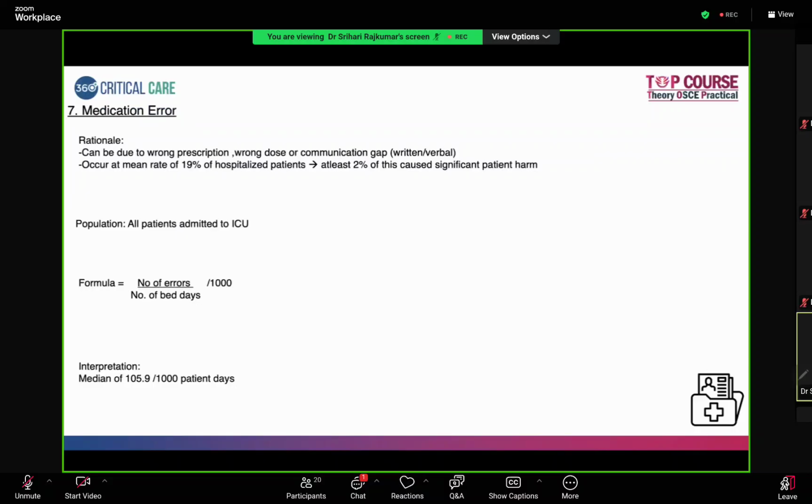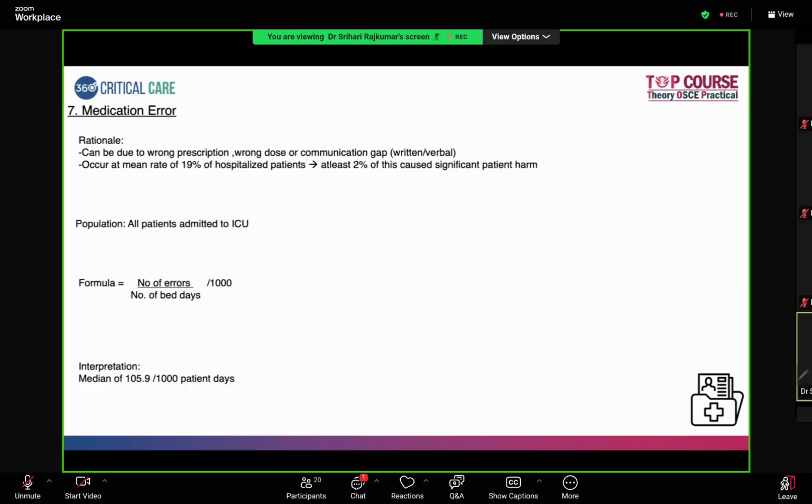So medication error. The rationale can be due to wrong medication, wrong prescription, wrong dose, or a communication gap. Many times a verbal order is given over the phone. The order that is given by the doctor is misinterpreted by the staff, and it can lead to problems. That's why in most NABH accredited hospitals, they have sound-alike and look-alike drugs. One of the main purposes is related to this. That's why they say high risk medications need to be documented properly.